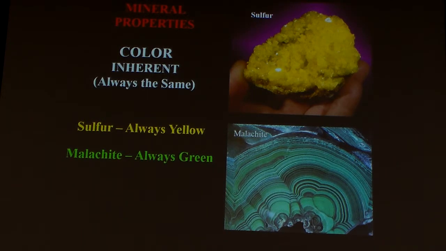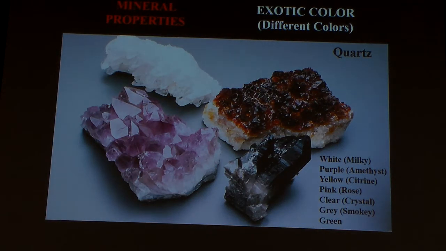So sulfur is always going to be this kind of canary yellow. Malachite is another mineral. It's always going to be this particular shade of kind of a dewy, turquoisey green. They're very diagnostic. But for some minerals, we have what's called exotic color, not inherent color. And what that means is that the color can vary due to impurities in the crystal.